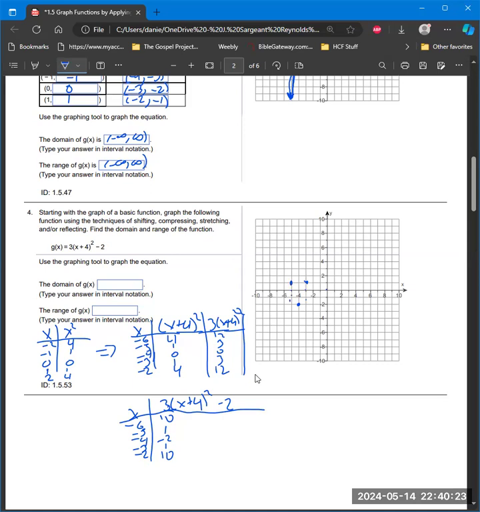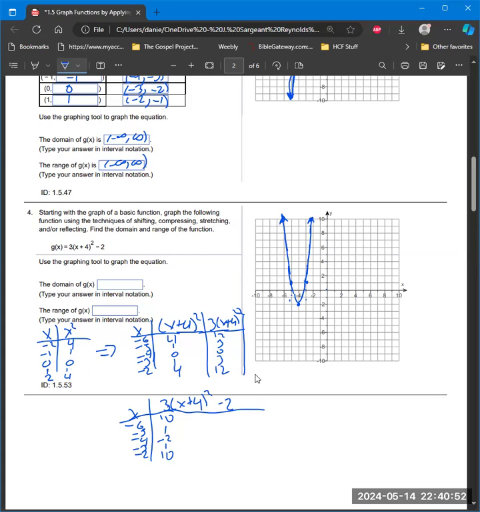When I go right 2, instead of going up 4, I'm going to go up 12, which is going to get me up here. And left 2 also up 12. And you'll see that that is like so. So we want you to start by actually doing the transformations by hand like this, and seeing what the new ordered pairs are.